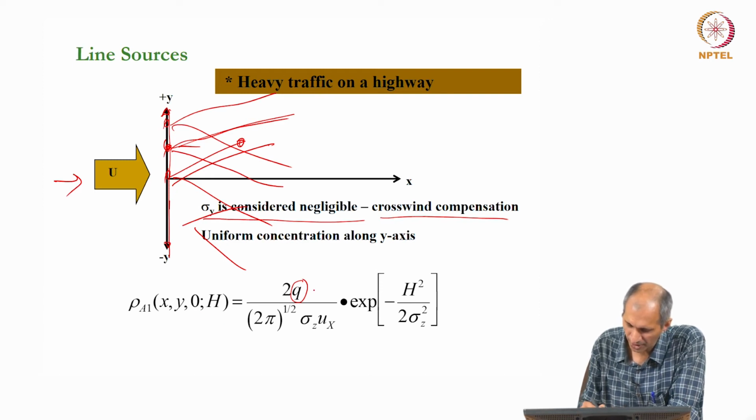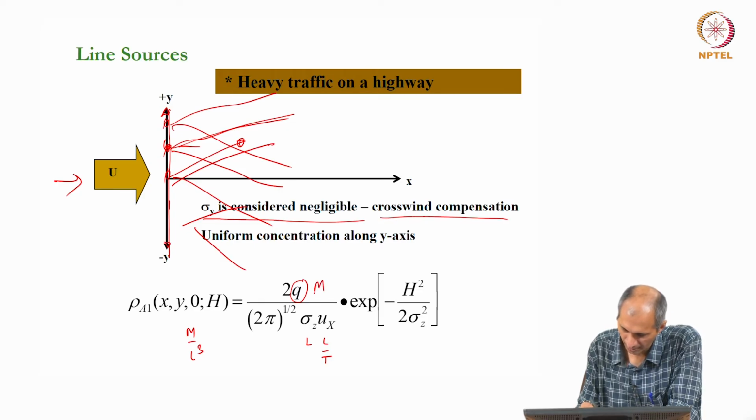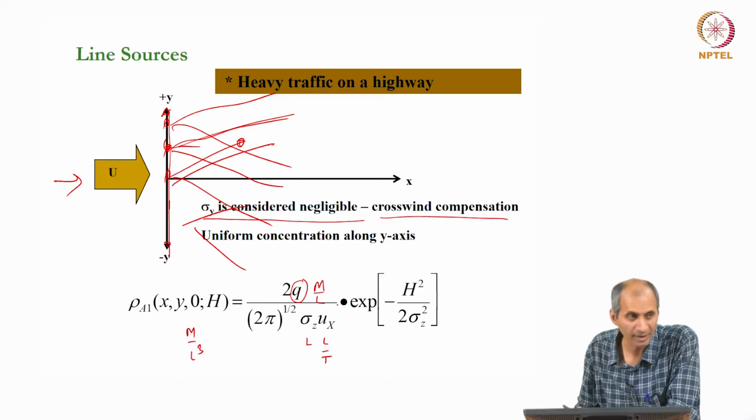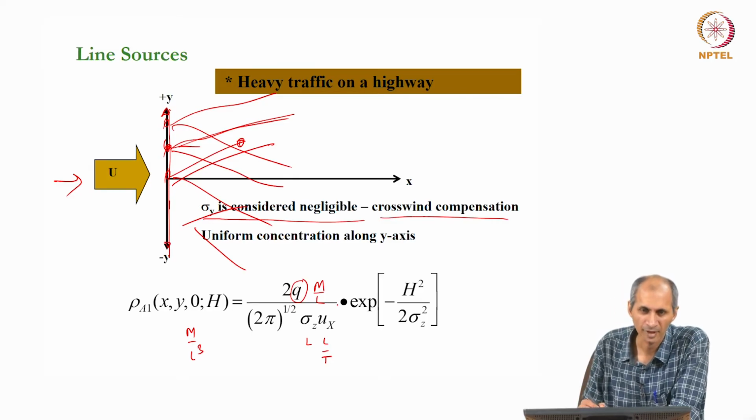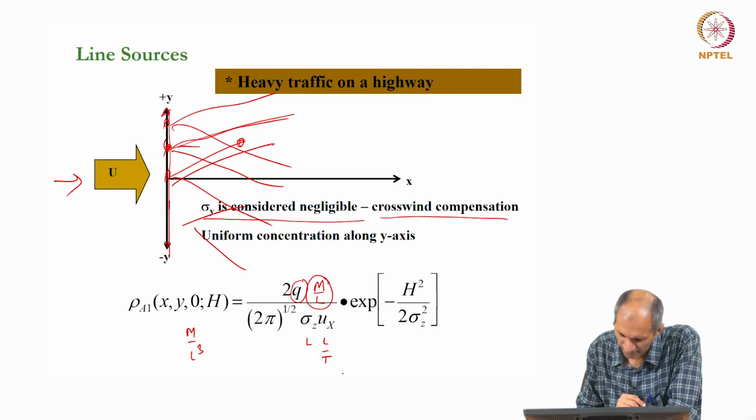But this term Q here, if you look at the dimensions of this equation here, this is L by T, and so this has to be m by L cubed. So the numerator here has to be m by L. So this is mass. Normally in the other model, the point source model, Q is mass by time. Here this has to be mass by time as well.